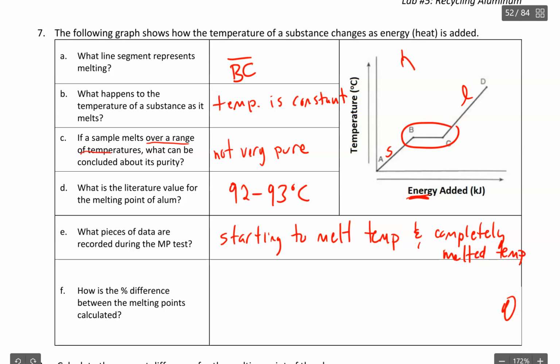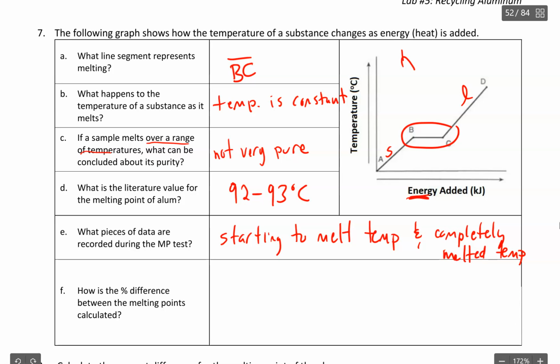Ideally, if you have a really pure sample and your technique is correct, what should be true about your starting to melt and your completely melted temperatures? Yeah, they should be the same, because once the melting point is reached, temperature should not go up again until all of the crystals have left the solid phase and are now ready to be in the liquid phase.